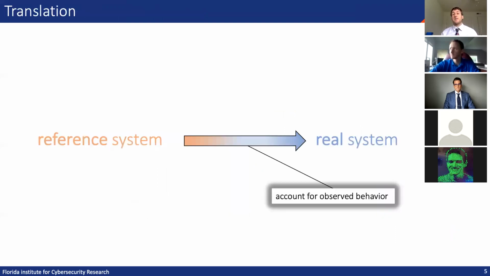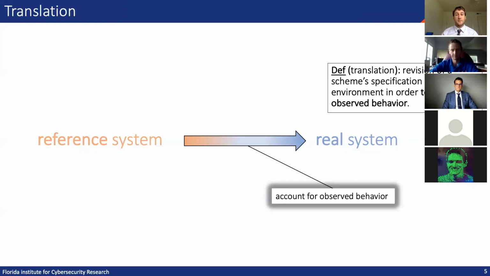So let's step back and think about a general version of this problem. We're starting with some reference system for which security is known, and we want to infer the security of the real system that's derived from it. The reference system here refers to the formal specification from the original analysis, and the real system is obtained by revising its specification in order to account for some observed behavior, like the details of a standard or key reuse in the deployment. Now, I'll refer to this process as translation.